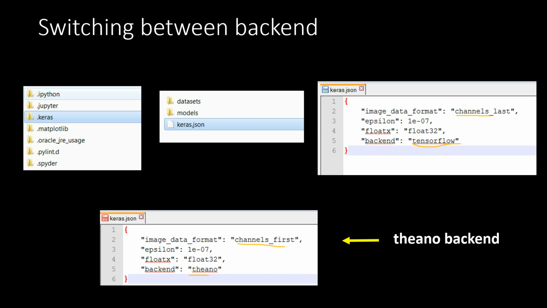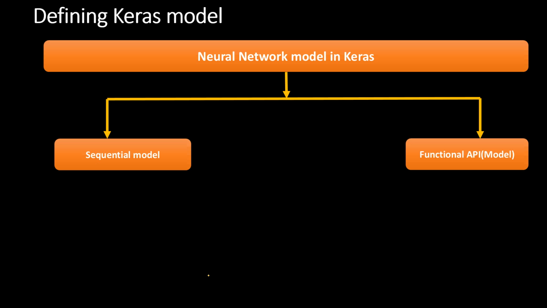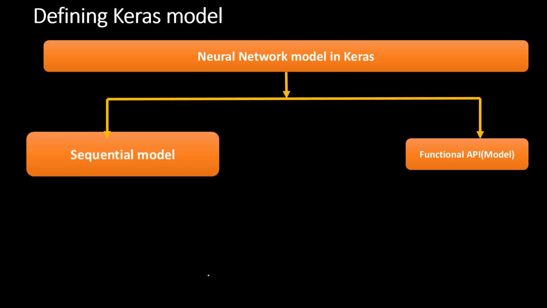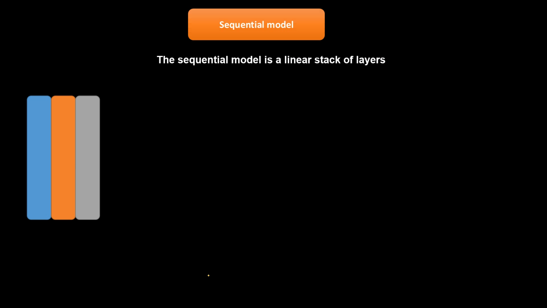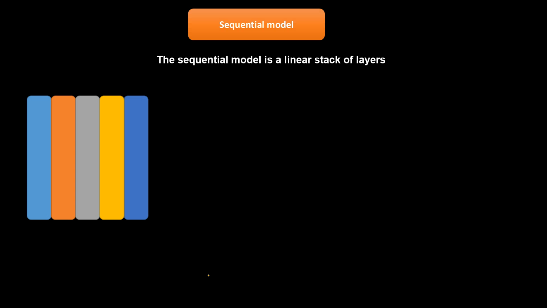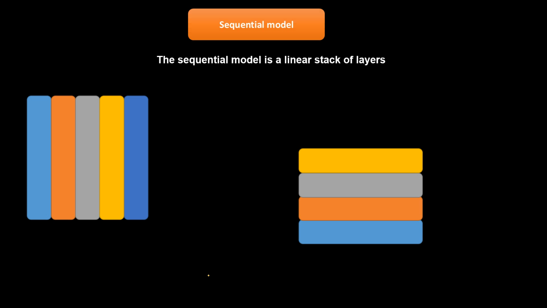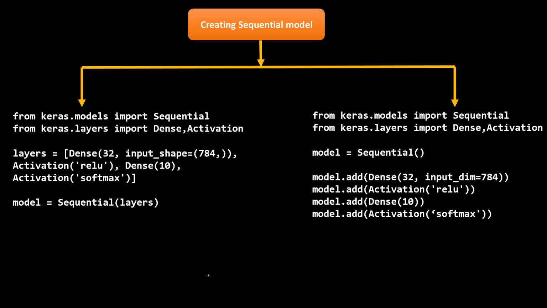In Keras, you can define the neural network model in two different ways. One is through the sequential model, and another is through the functional API. So let's first have a look at the sequential model. What exactly is the sequential model? As the name suggests, it defines the neural network model as a linear stack of layers, either from left to right or from top to bottom, whichever you want to visualize. So it simply means we are stacking layers in sequence. Okay, so let's have a look at this example.